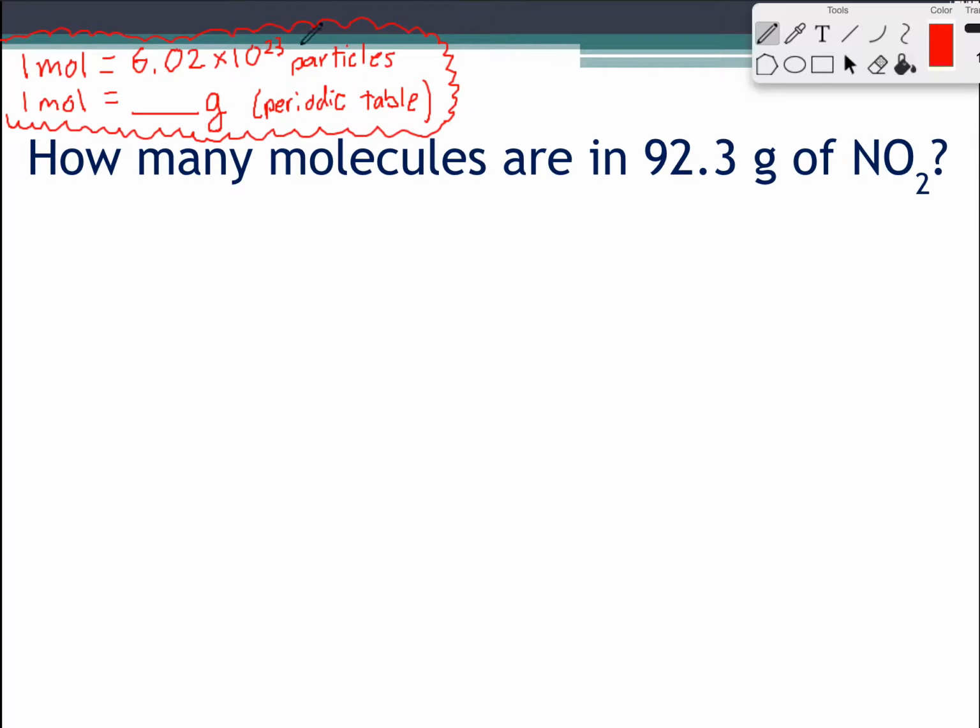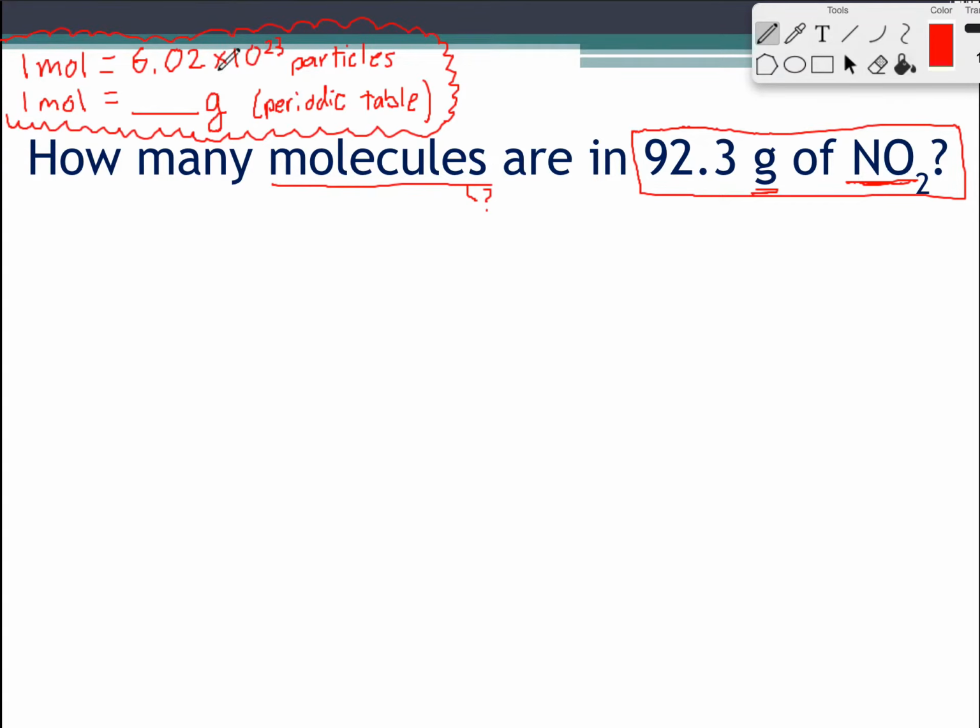So this question says, how many molecules are in 92.3 grams of NO2? So as always, we need to figure out what our given is. In this case, we have 92.3 grams of NO2. Our unit here is grams, and I'm circling the NO2 because that's also really important to know in this example. And we're trying to figure out how many molecules. That's our goal. That's what we want to know.